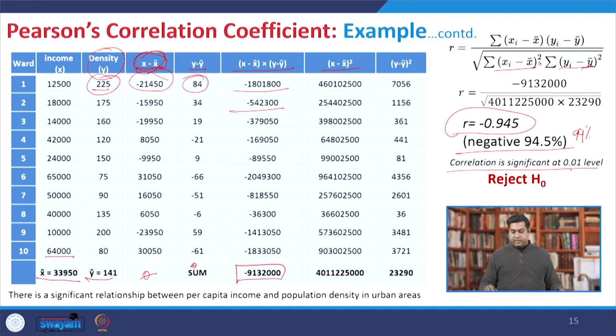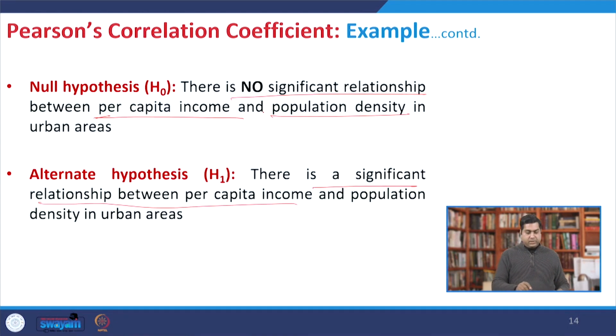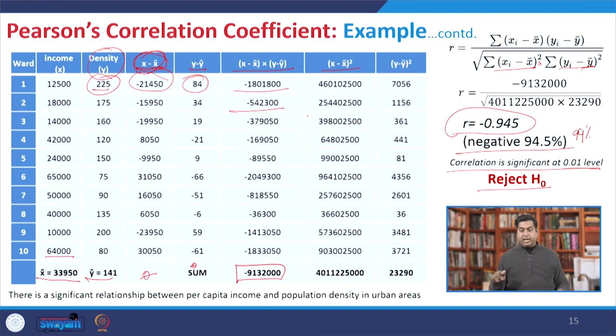Because it is significant at this particular level, we will reject the null hypothesis, where we assume that there is no significant relationship between the per capita income and population density. Here we have a relationship, and it is very strong because it is close to the value minus 1. The relationship is such that if you have higher income, then density will be lower.